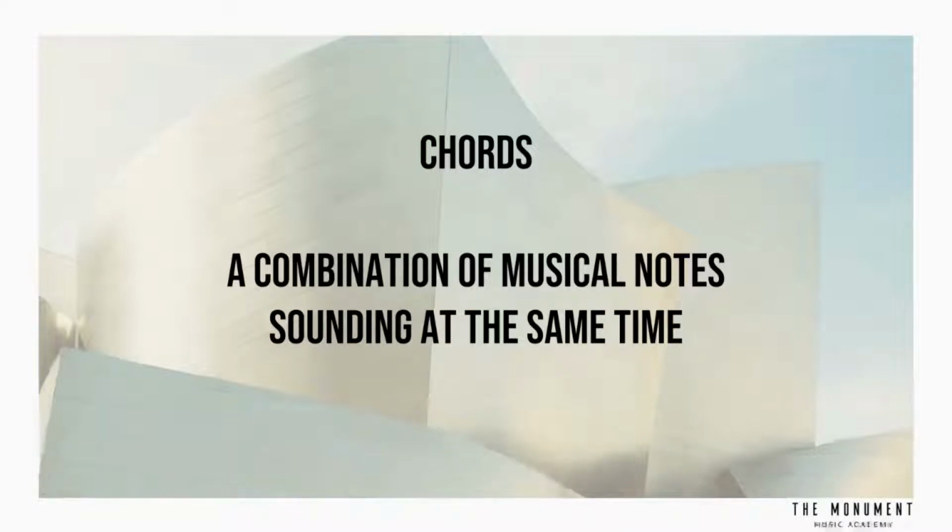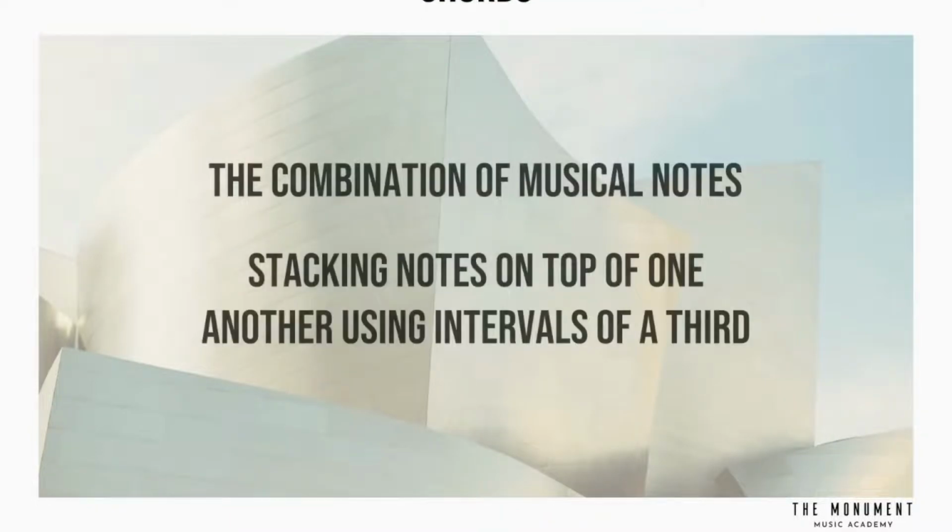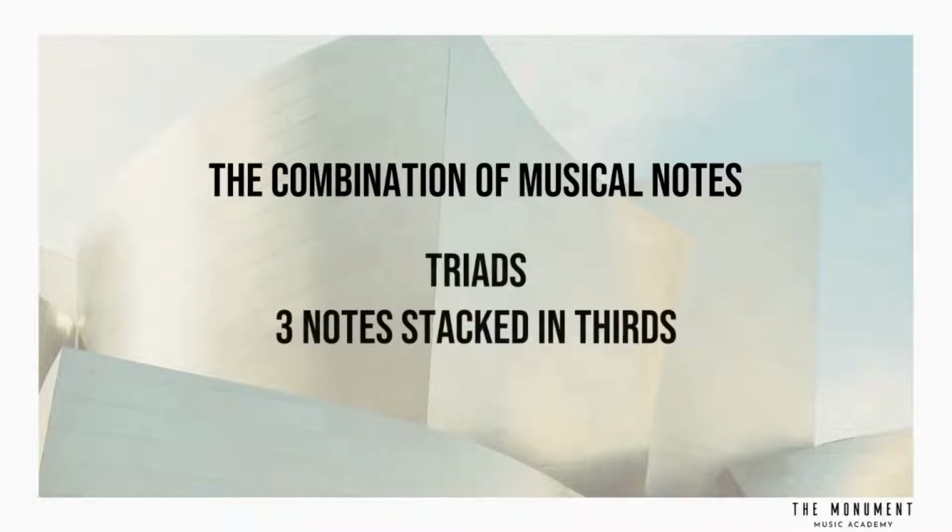Triads are a type of chord, and chords are formed using a combination of musical notes sounding at the same time. This process is done by stacking notes on top of one another using intervals of a third. This will then give rise to triads, a type of chord formed by combining 3 notes stacked in thirds.